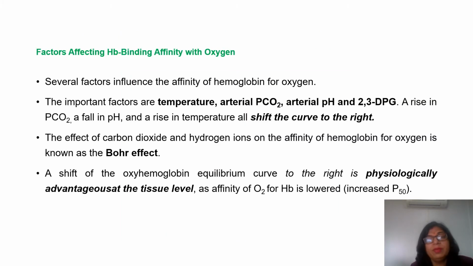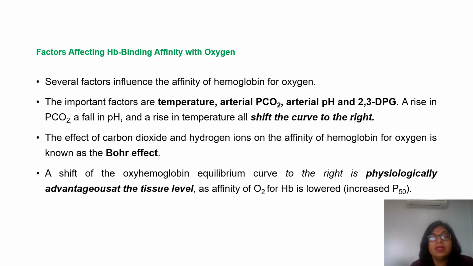Factors affecting hemoglobin binding affinity with oxygen. Now there are many factors which influence the affinity of hemoglobin for oxygen. The important factors are temperature, arterial PCO2, arterial pH and 2,3-DPG.